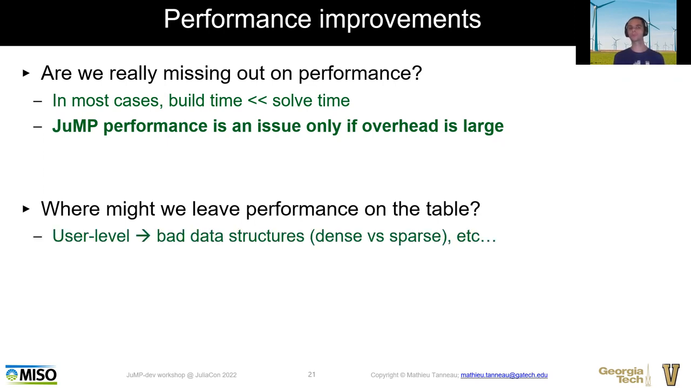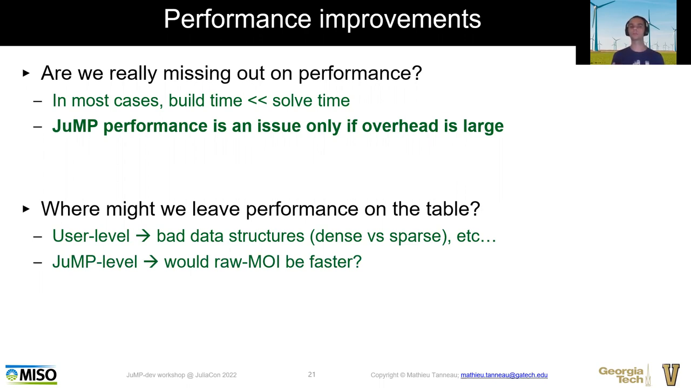The first one is when the user does something bad. So for instance, you have a sparse matrix and you use a dense matrix to store it. Anything you do is going to be terribly long. That has nothing to do with JuMP. Sometimes you do see that there's some performance that could be improved at the JuMP level.